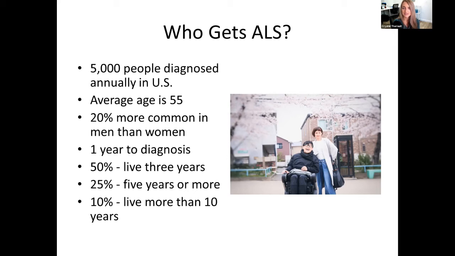And then by the time you're diagnosed, the life expectancy for ALS is not great. At 2 to 5 years is what they're given, although some people can live longer. So they say 50% of people live 3 years after diagnosis, 25% live 5 years or more, and just 10% will go on to live 10 years or longer.